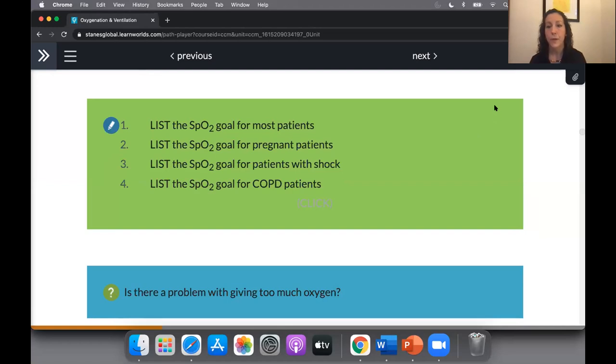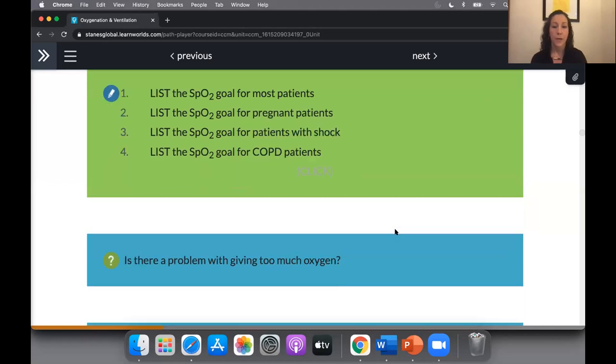Great. So the numbers are different in all of these answers, and it is a little bit different. Even Benjamin says all patients greater than 94%. 94% is actually what's considered normal, but that doesn't necessarily mean that's what we target when we're giving oxygen therapy.